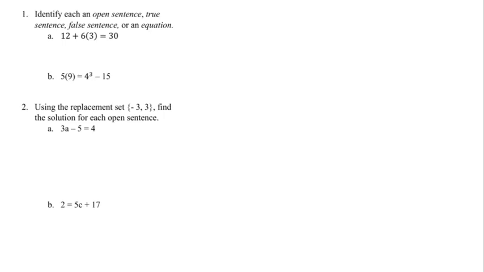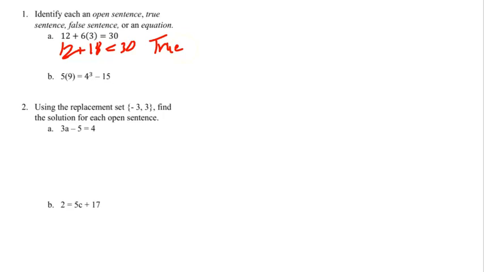Well, if I were to simplify this, 6 times 3 is 18. 12 plus 18 does give us 30. So both sides equal 30, so this would be a true statement or a true sentence.